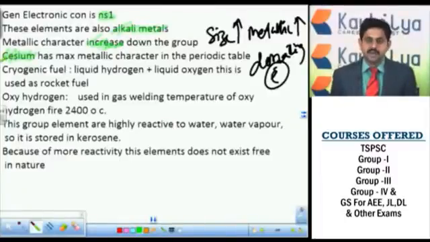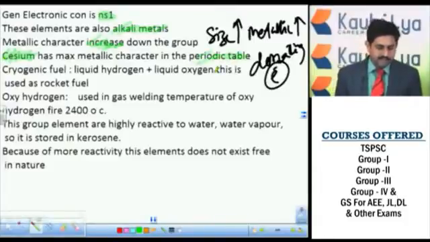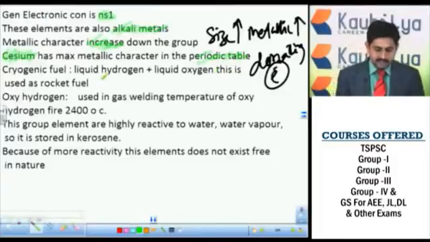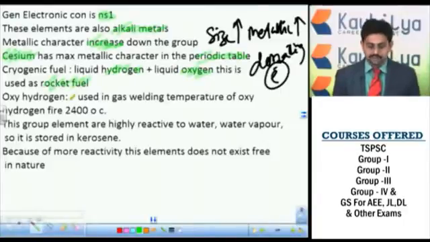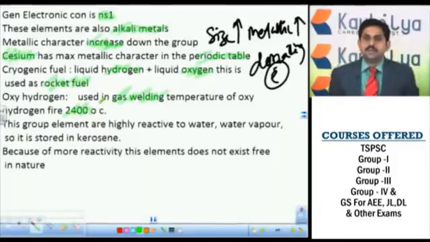Cesium has the maximum metallic character in the complete periodic table. Now some of the constituents, like cryogenic fuel, consist of liquid hydrogen and liquid oxygen, which is used as rocket fuel. Oxyhydrogen or oxyacetylene is useful for gas welding at a high temperature of 2400 degrees centigrade. Generally, these alkali metals are more reactive.